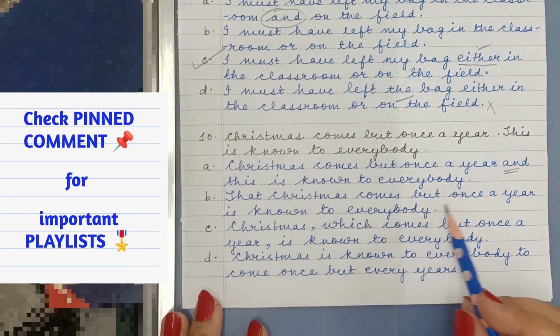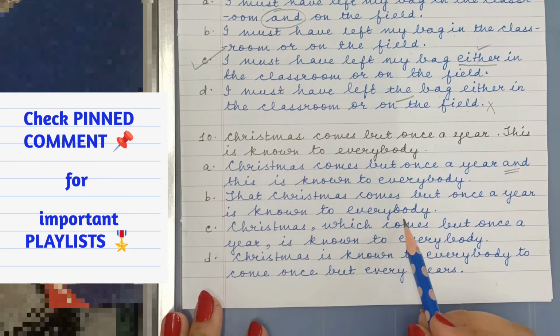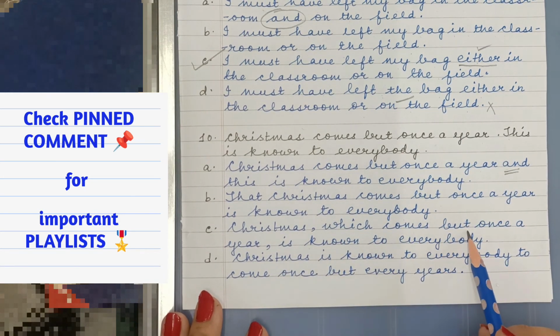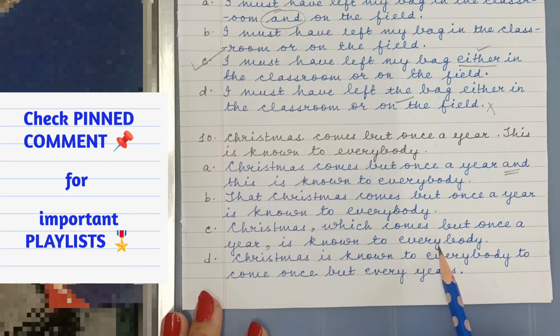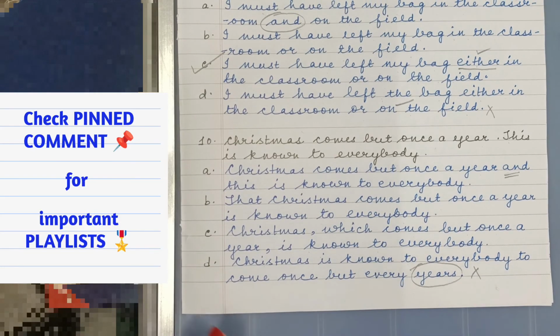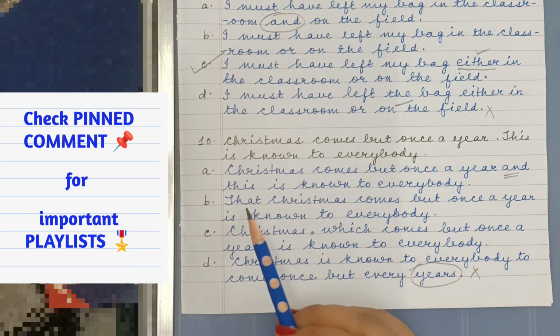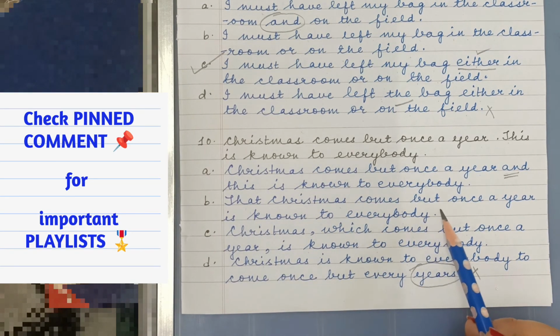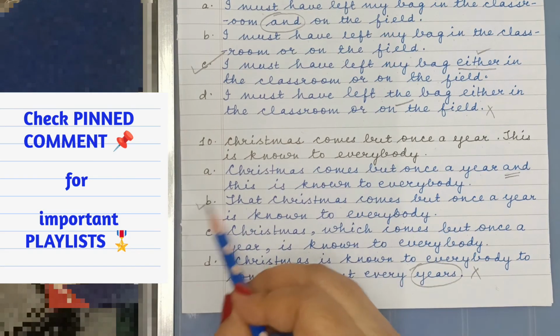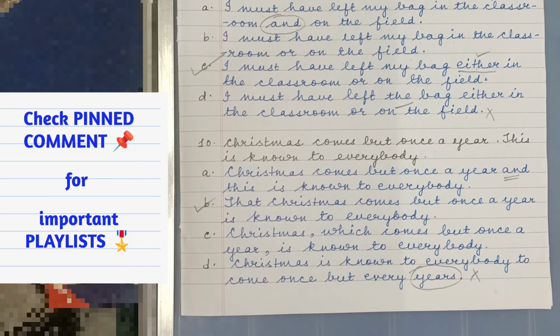That Christmas comes but once a year is known to everybody. Christmas which comes but once a year is known to everybody. Christmas is known to everybody to come once but every year. So what is the right answer? The right answer is that Christmas comes but once a year is known to everybody.